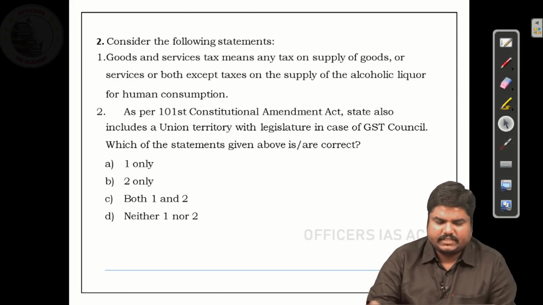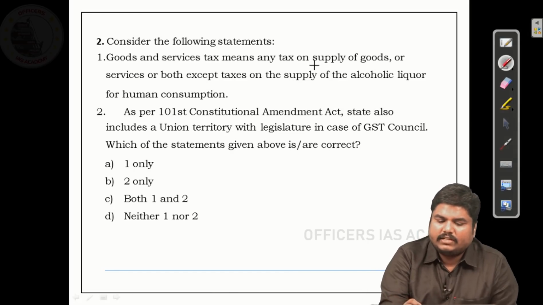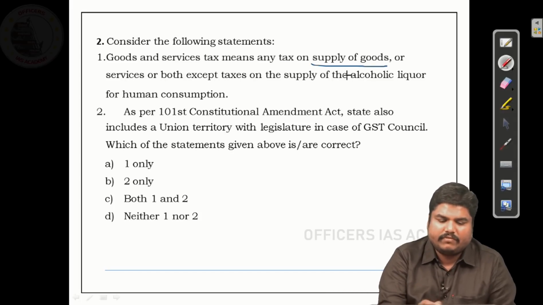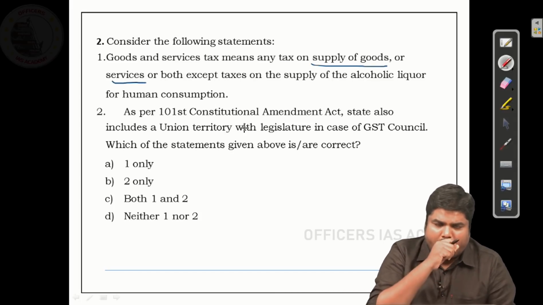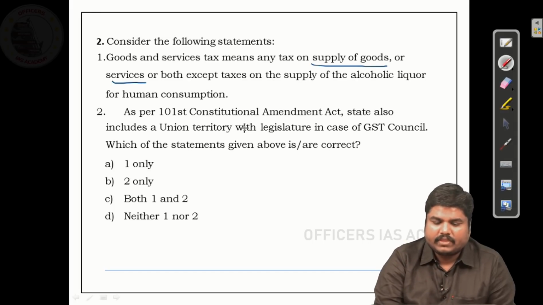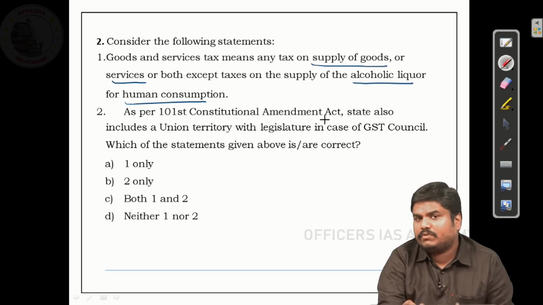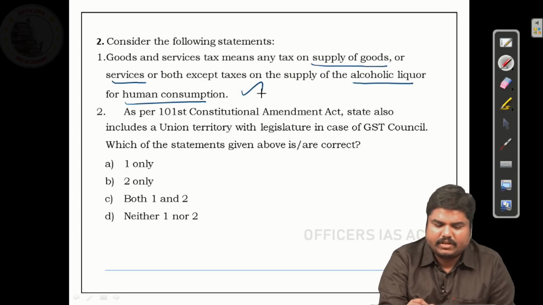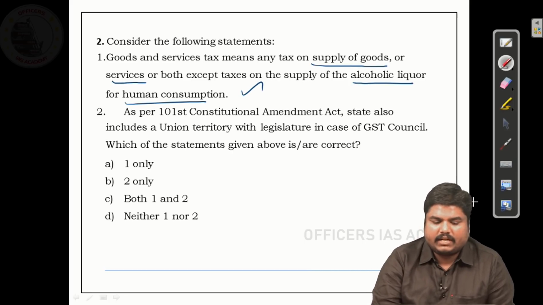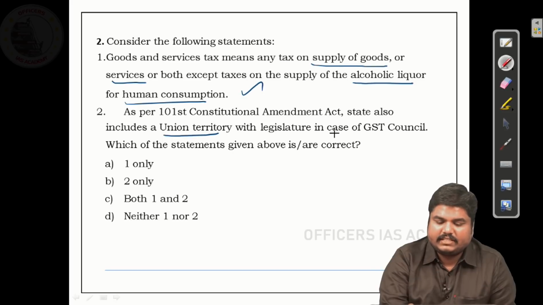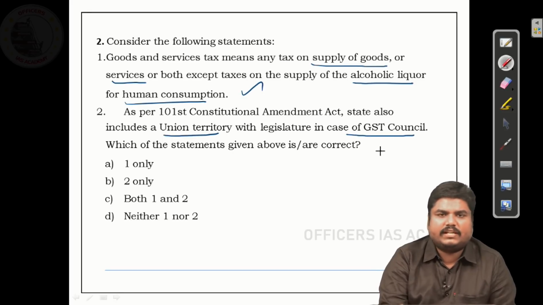Right. Question number 2. Goods and service taxes means any tax on supply of goods. Yes, GST is defined as taxes on supply of goods or services or both, excluding the supply of alcoholic liquor for human consumption. That is how GST has been defined. Statement 1 is correct. As per the 101st Constitutional Amendment Act, state also includes union territory with legislature in cases of GST Council. That is a correct statement.